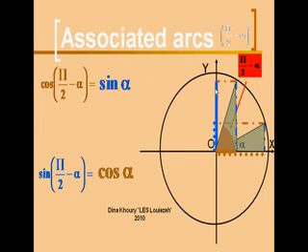Also, these two segments represent sine of angle pi over 2 minus alpha, and these two sides represent cosine of angle alpha. These two are equal in the congruent triangles. So we get the formula sine pi over 2 minus alpha equals cosine alpha.